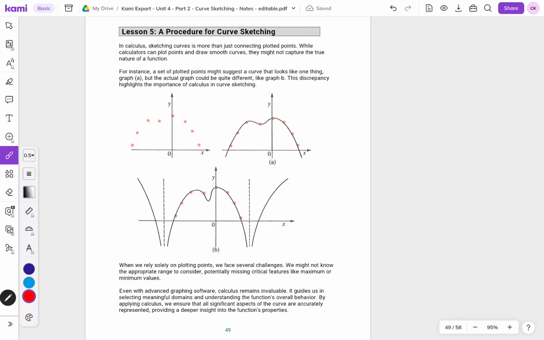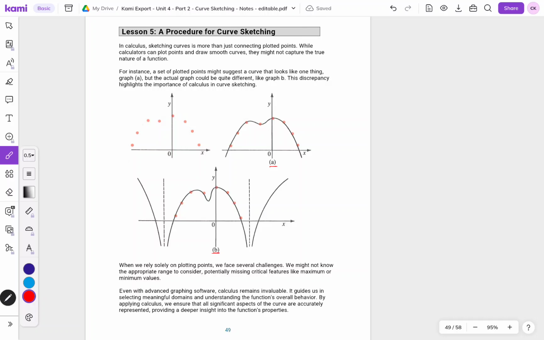All right, so lesson 5, a procedure for curve sketching. So this is very important because even if we take a bunch of points like this graph here and we dot them, we could play connect the dots here, but without more information, I don't know if something else is happening. So it could be that I connect the dots and it looks like this graph A here, but it could also look like graph B here. Maybe I have asymptotes and I have something else happening on either side.